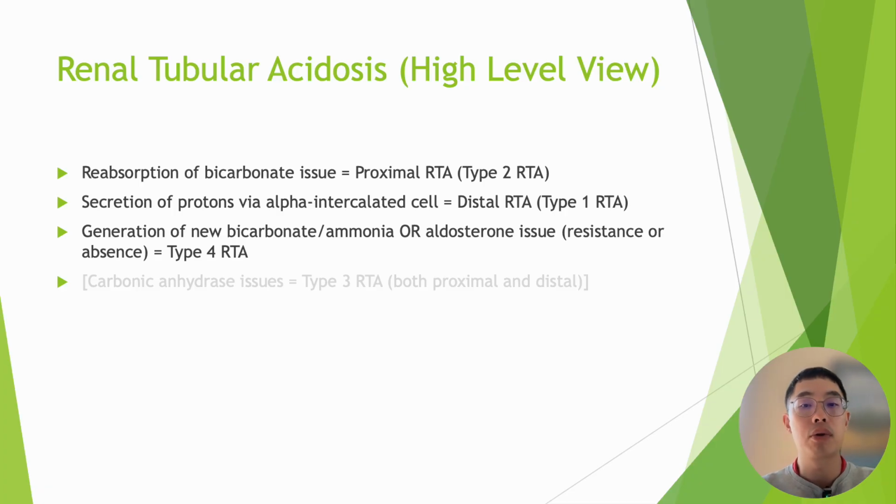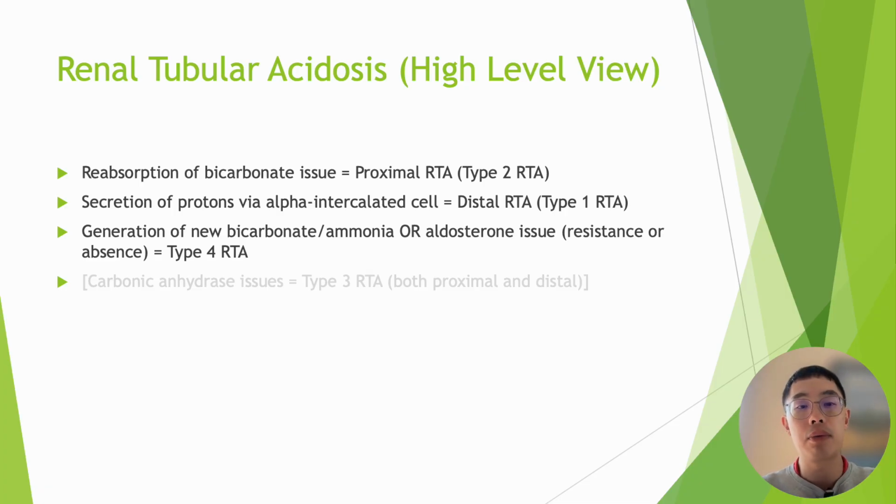If we have a problem with proton secretion in the distal tubule in the alpha intercalated cell, either through the H plus ATPase or the H plus K plus ATPase, then this is called a type 1 or distal RTA. And if you have a problem with ammoniogenesis, or if you have an aldosterone issue, either in the production of aldosterone or resistance to high levels of aldosterone, then we call this a type 4 RTA.